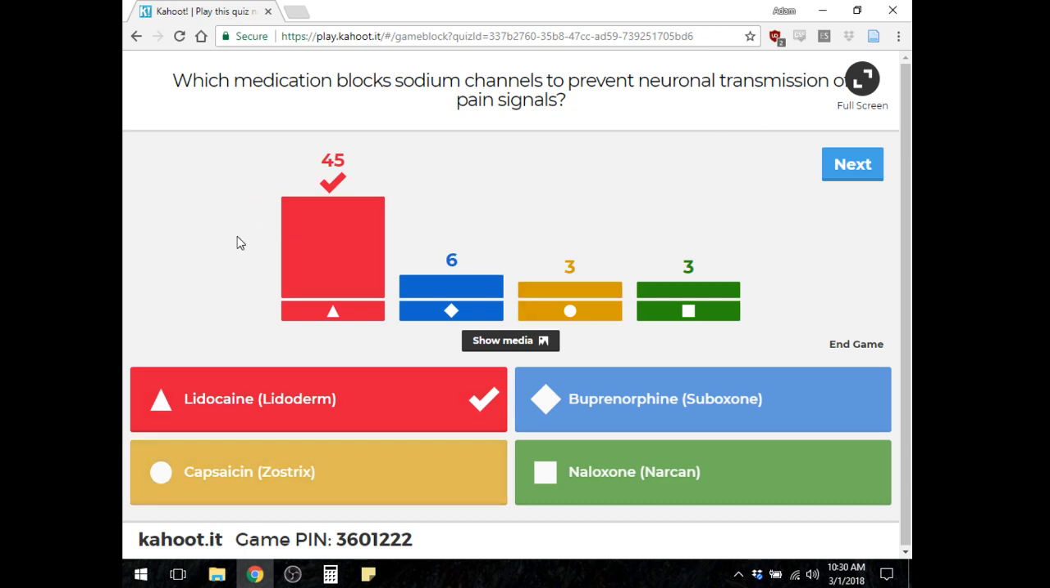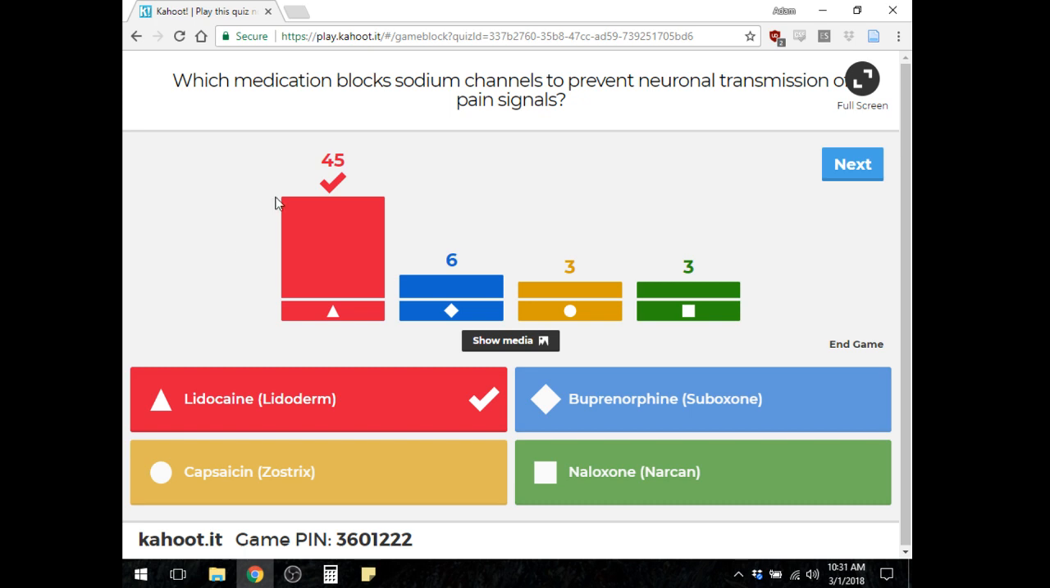But lidocaine patches are used pretty frequently. Transdermal use is done frequently, especially for what types of pain, do you think? For chronic, but neuropathic pain primarily. So you see a lot of lidoderm patches being used for things like that.